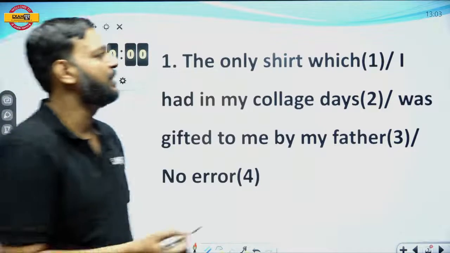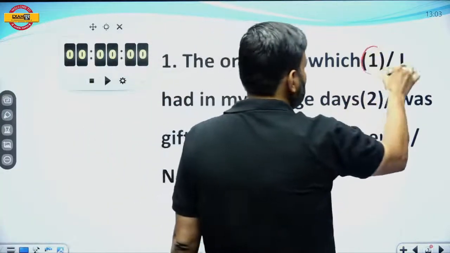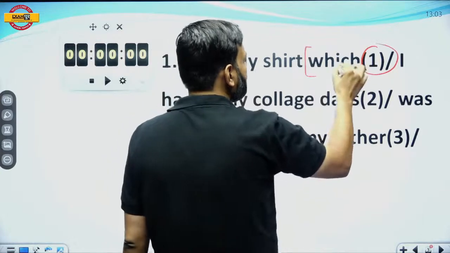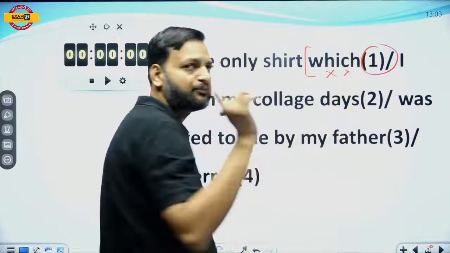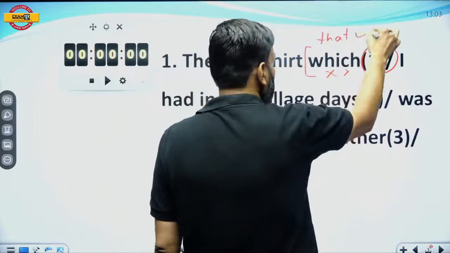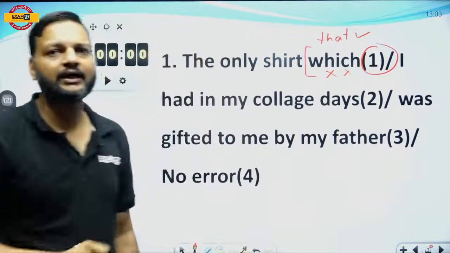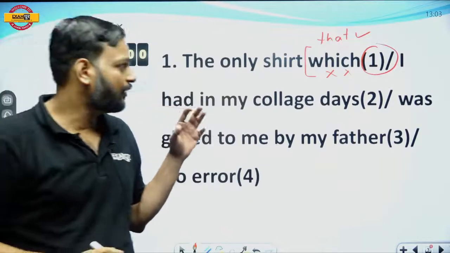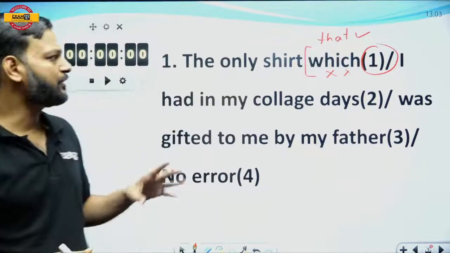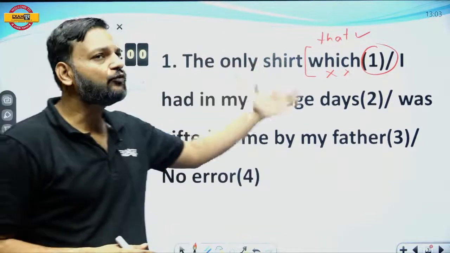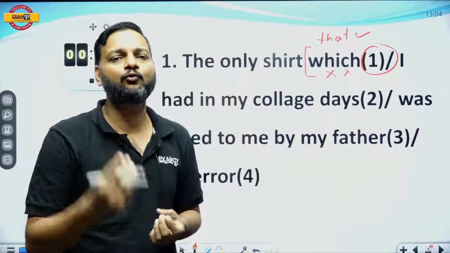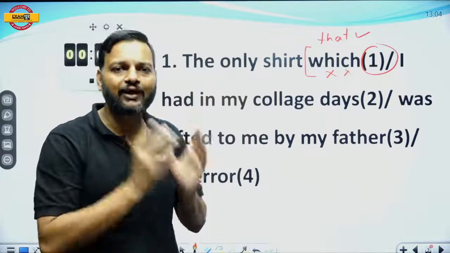So in this sentence, the error lies in the first part, and you have to replace the word which, a relative pronoun, by that. Which is incorrect in the sentence, so we will replace it. Now you must be thinking, why is which wrong here, why is the relative pronoun which not right in this sentence?